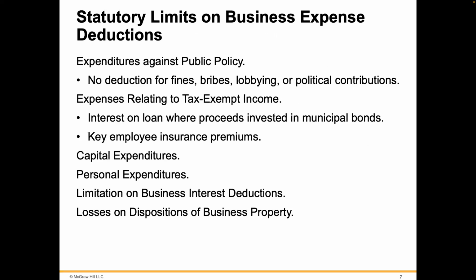Let's talk about statutory limits on business expense deductions. So first, expenditures against public policy. There's no deduction for certain expenses. So for example, businesses cannot deduct expenses that go against public policy, such as fines, bribes, lobbying expenses, or political contributions. The IRS prohibits these deductions to discourage illegal or unethical activities and to prevent taxpayers from using such costs to reduce their taxable income.